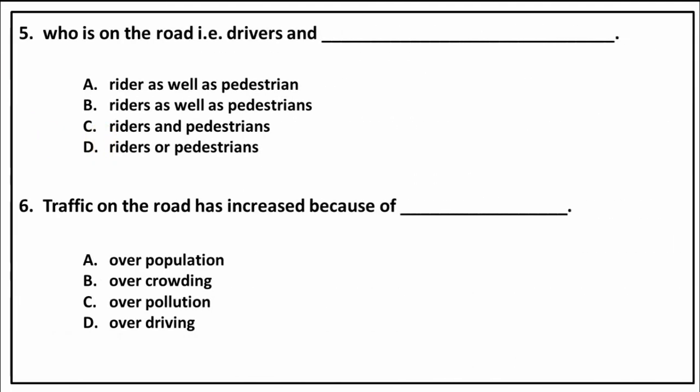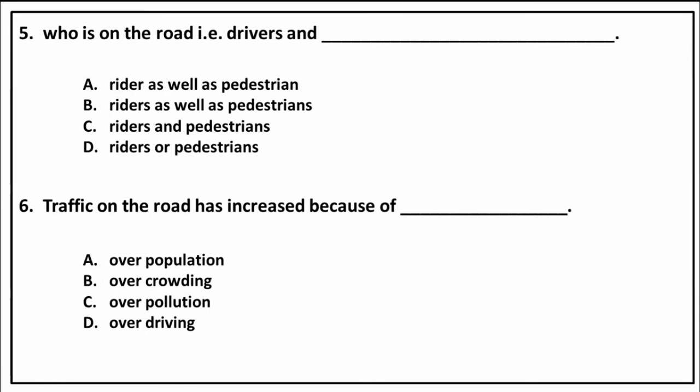Okay, the fifth one. Who is on the road? That is drivers and dash. Now, in the passage, you see that it is written rider as well as pedestrian. Just like the first option, A, it is written same like this. If this is correct, put that one. If this is not correct, then pick another one from the rest of the options.